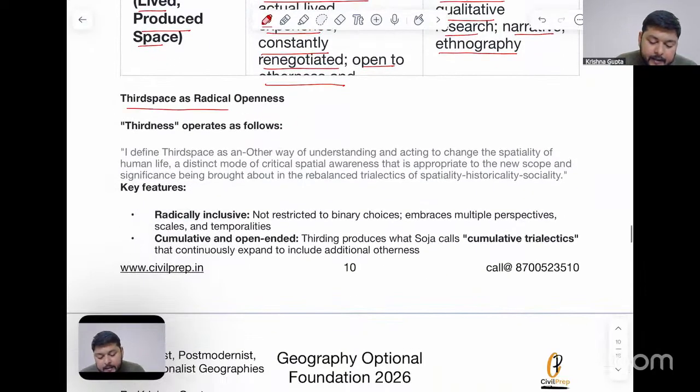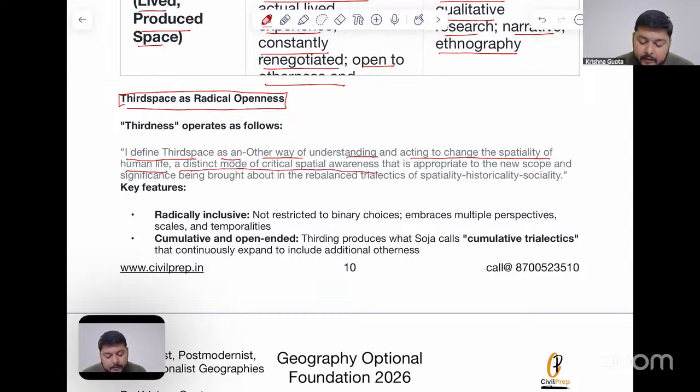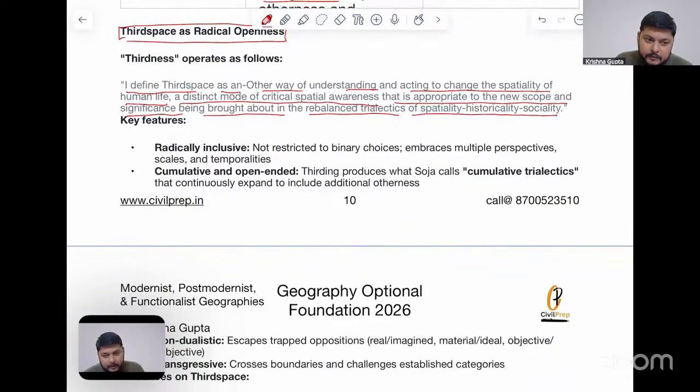So, third space as radical openness, how is it seen here? I define third space as an other way of understanding and acting to change the spatiality of human life. A distinct mode of critical spatial awareness that is appropriate to the new scope and significance being brought about in the rebalanced trialectics of spatiality, historicality, sociality. So these were the words of Edward Soja. Features, if we look at: radically inclusive, not restricted to binary choices, that is yes or no, this or that.